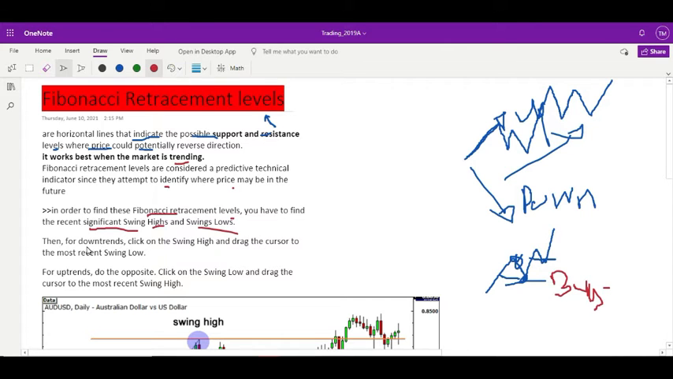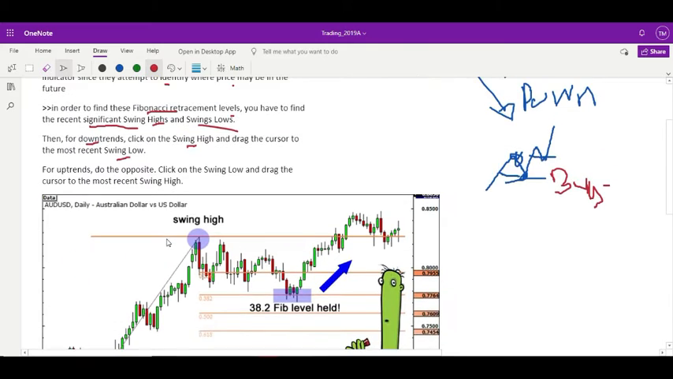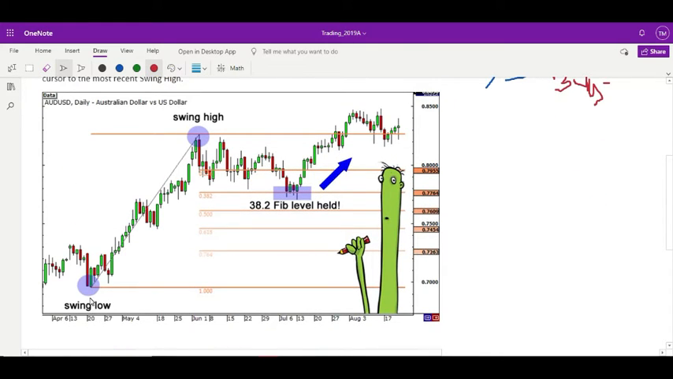Then for downtrends, click on the swing high and drag the cursor to the swing low. For uptrends, do the opposite, right? So this is a picture, as you can see. It's an uptrend. First, this thing is rallying up, right? The second step is to identify the swing low, because we are saying it's an uptrend, which means it's supposed to have what we call a swing low and a swing high, right? Because it's an uptrend.